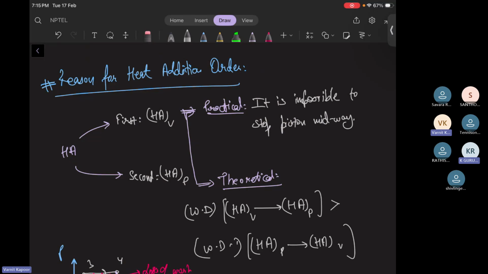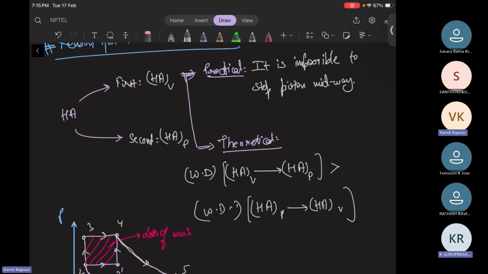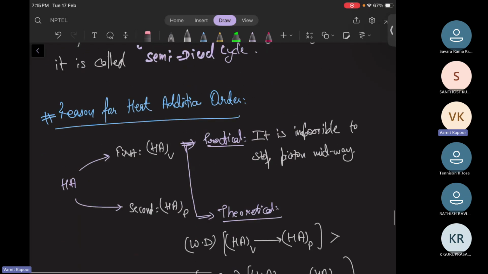Sir, you have told that practically it is not possible to stop heat addition, some portion of heat addition at constant volume and some portion of heat addition at constant pressure. Practically, how are we achieving that heat addition in two phases, sir? So as I said, it is impossible to stop the piston midway. So when you want the heat addition at constant volume, you don't know at which position you will be. Practically, what is happening inside the cylinder for heat addition to take place firstly at constant volume and then constant pressure?